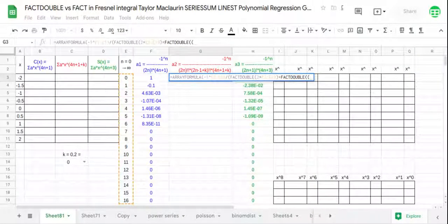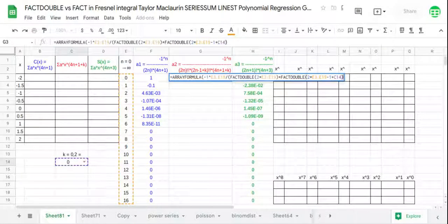The second part, again, it's double factorial, 2n minus 1, 2 times n minus 1 plus k. This is k. Now finally the third part. The third part is 4n plus 1 plus k. So the quantity times the quantity 4 times n plus 1 plus k. This is our k. Then enter.